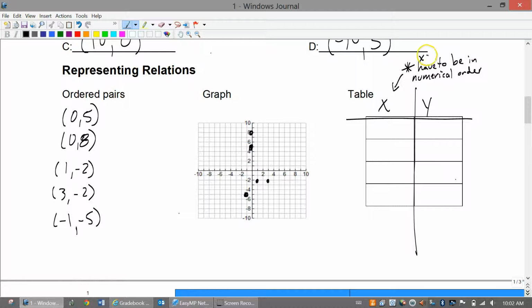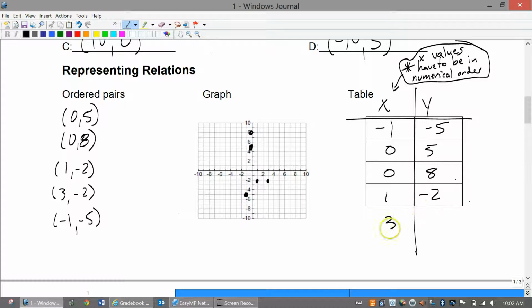The X values need to be in numerical order in a table. That's the only thing that's kind of contingent on this. You could go ascending or descending order of X's. It doesn't matter. I just need them in numerical order. So I'm going to go least to greatest just because that's the way I like to do it. That would be representing it in a table.